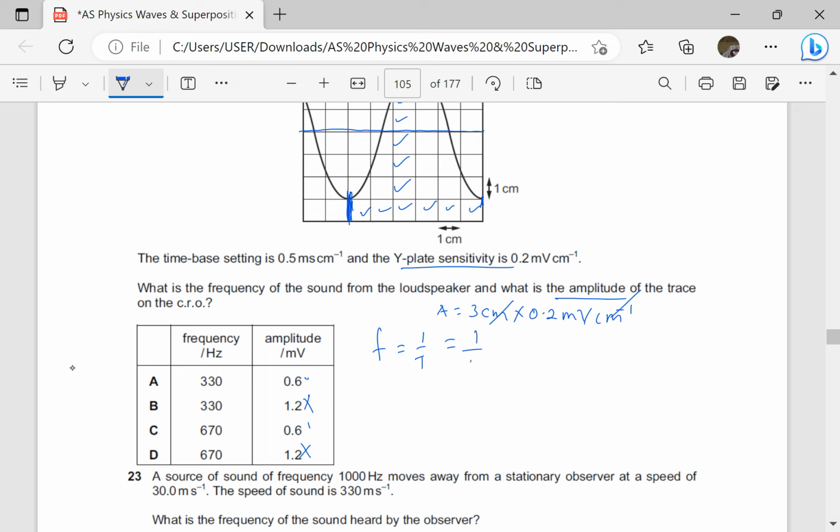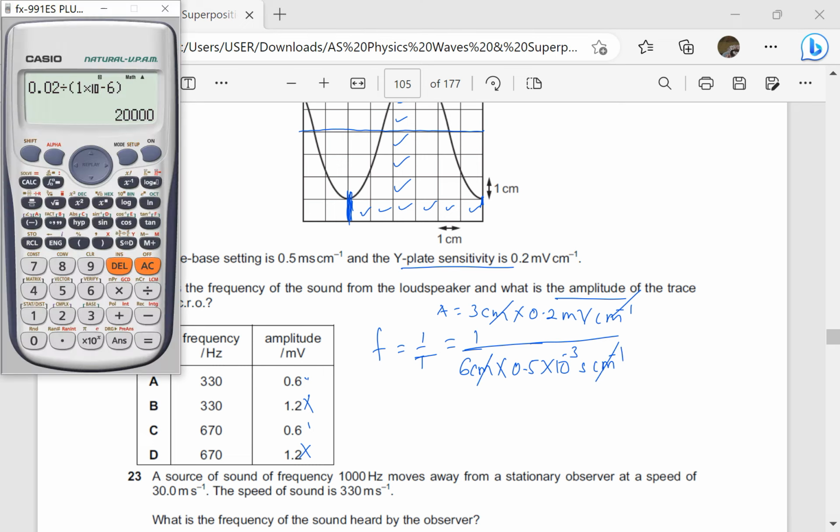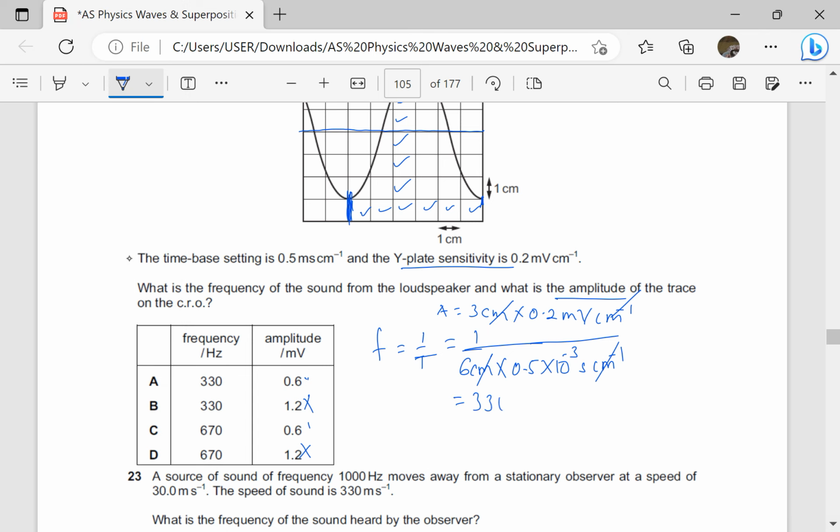Those are 6 centimeters. So the period is 6 centimeters times the time-based setting, which is 0.5 multiplied by 10 power negative 3 to change it to seconds. So it is seconds per centimeter. Per centimeter cancels out with the centimeters. So this is going to be 6 times 0.5 exponent -3. Then we get 1 divided by the answer, which is 333.3 recurring, that is 330. Therefore, our answer is going to be A.